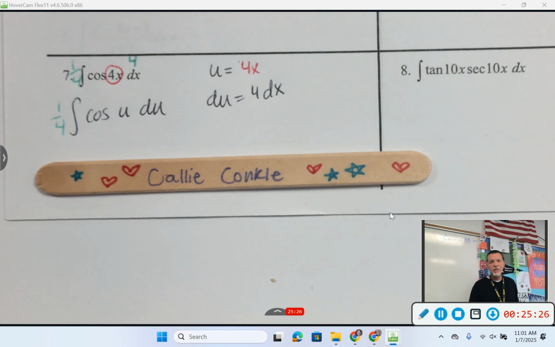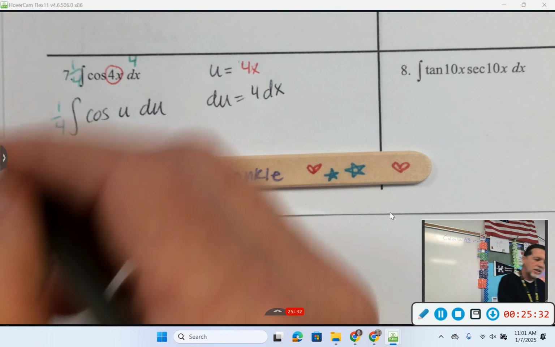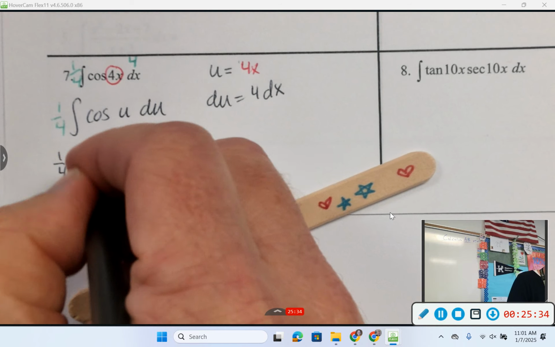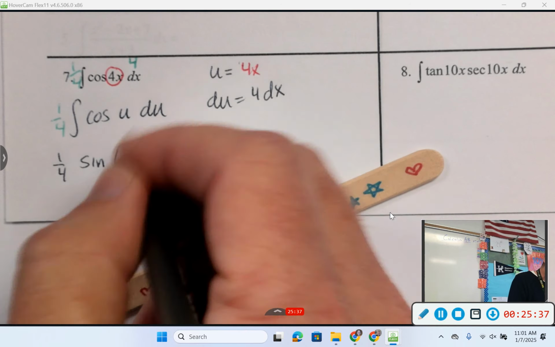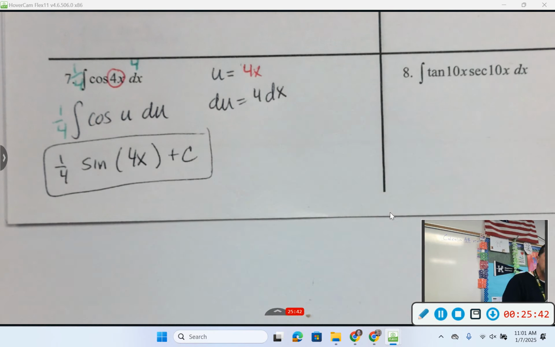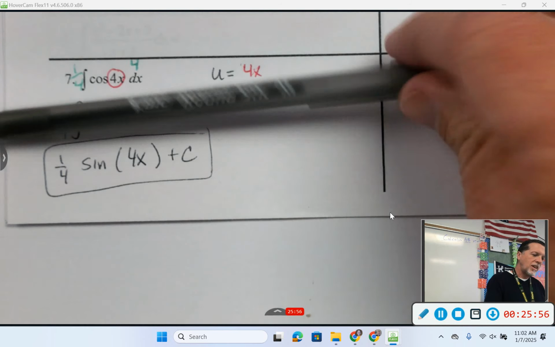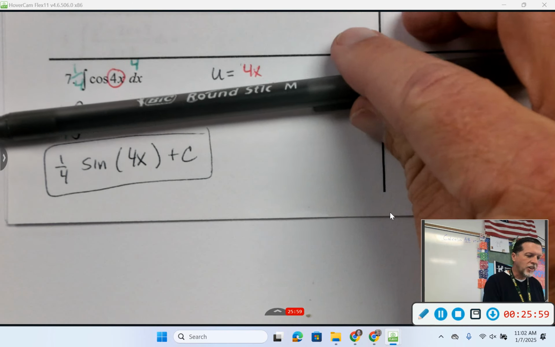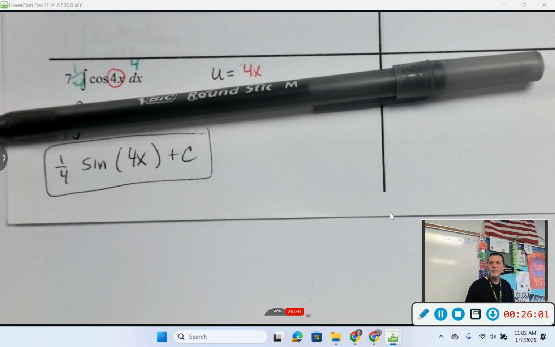Now it's a little more straightforward. Callie, what's the antiderivative of cosine of u? Sine of u. So 1/4 sine, and then I'm just going to replace that on the fly here: sine of 4x plus c. After we do a few like that, some of you are going to skip over all the u substitution business, and you're going to be like, look, the antiderivative of cosine is sine, I know that, and then I've got to fix the 4 thing, so a 1/4 out front would fix it.